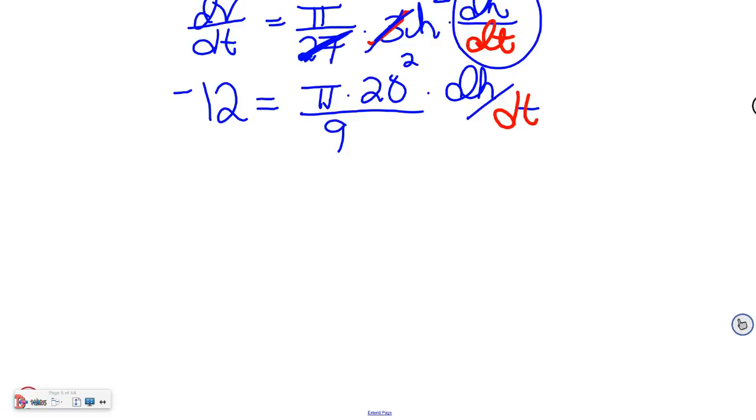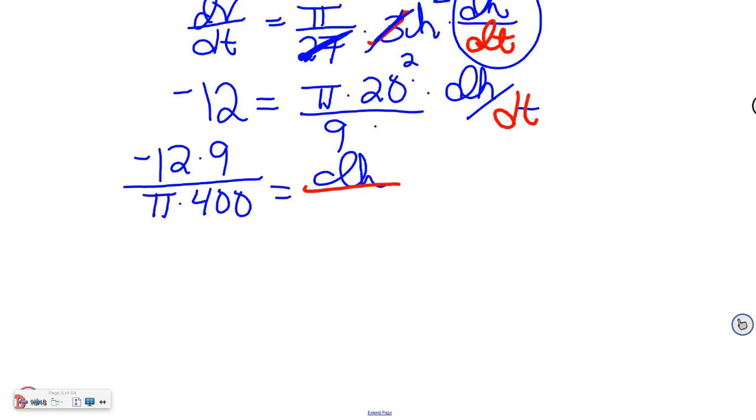Solving this, there are several ways you could solve it. You could do it one by one, or you could call this 400 over 9 and multiply by the reciprocal. There are some options that you have. I'm just going to write it as negative 12. I'd multiply both sides by 9, and divide them both by pi times 400. And that'll give me my dh/dt. I'm just solving for a variable by undoing this stuff. Multiply by 9, divide by these two, and I'll have it.